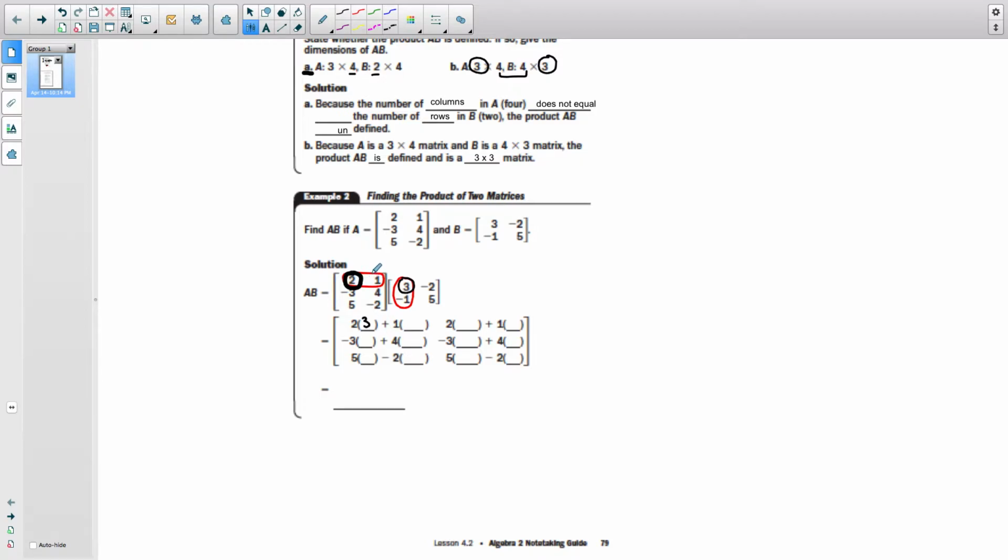All right, and then I'm going to match the second number of the row with the second number of the column. All right, so then next I'm going to multiply those two numbers. So it'll be 1 times negative 1. All right, and so once you multiply those two sets of numbers, then you will add those products together. So you're going to get 2 times 3 plus 1 times negative 1. All right, so that takes care of the first row by the first column.